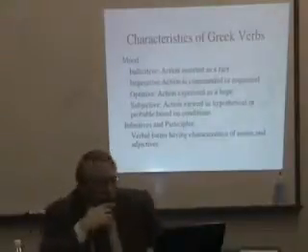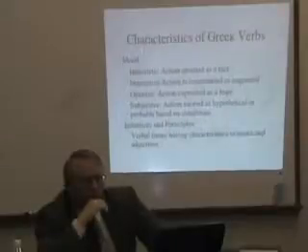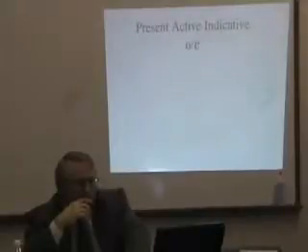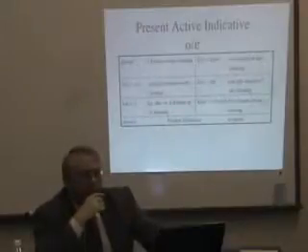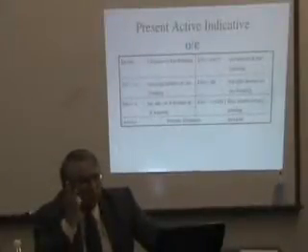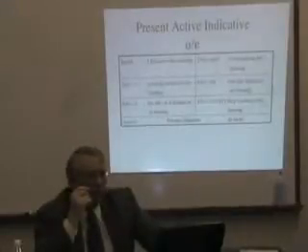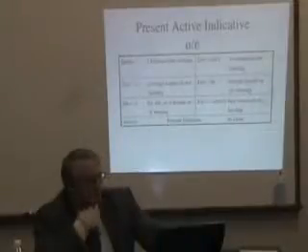Now, infinitives and participles you'll come across. They are somewhat like moods, but they're verbals. Verbal forms having the characteristics of nouns and adjectives, and you'll see plenty of those later. Now, the present active indicative, remember I talked to you about this last time? Can you say them? Luo, lueis, luei, luomen, luete, luousi. Oh, which way are you going? We're going down. Luo, lueis, luei, luomen, luete, luousi.